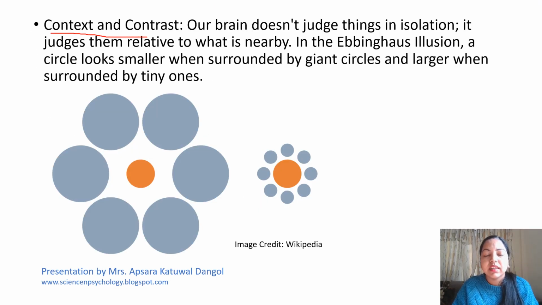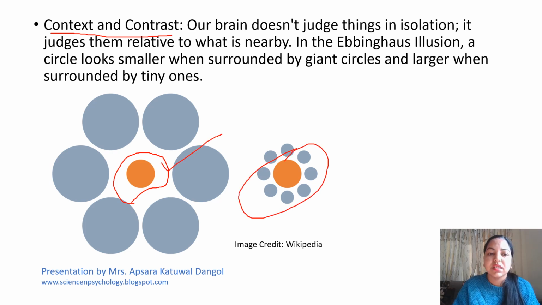Next is context and contrast in the cognitive cause. If you see this image, these circles are equal, but here it feels like this is smaller, and here it feels like it is bigger. Our brain doesn't judge things in isolation, it judges them in relation to what is nearby. In the Ebbinghaus illusion, a circle looks smaller when surrounded by giant circles and larger when surrounded by tiny ones.